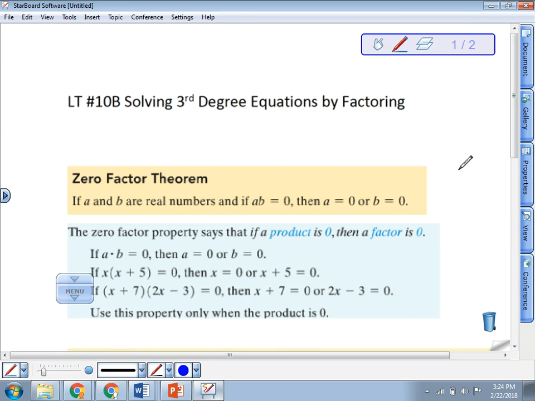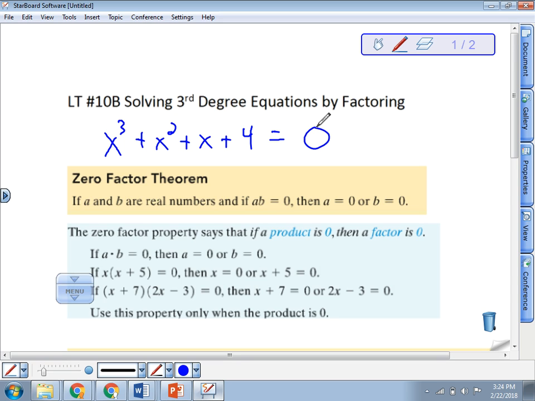Welcome to the notes on solving third degree or higher equations by factoring. So what is a third degree or higher equation? Let's just remind ourselves, that's when you have x to the third, something like this, plus x squared plus x plus some constant, we'll just call it 4, and let's say that equals 0.